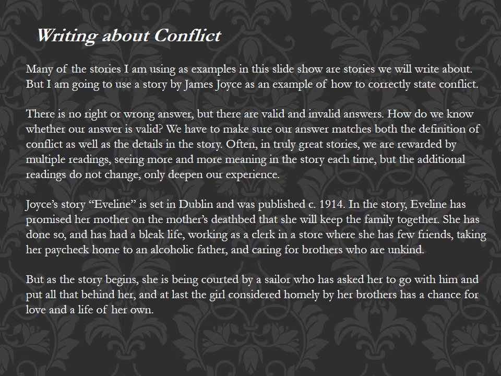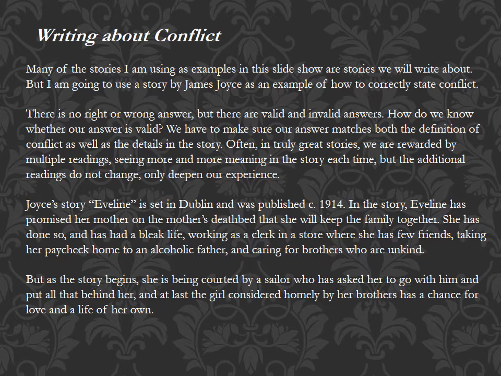Many of the stories I'm using as examples in this slideshow are stories we're going to write about. But I'm going to use a story by James Joyce as an example of how to correctly state conflict. There's not necessarily a right or wrong answer, but there are some that are valid and some that are not. Well, how do we know which is which? We have to make sure our answer matches both the definition of conflict I've given you as well as the details in the story. Often in truly great stories, we're rewarded by multiple readings, seeing more and more meaning in the story each time, but the additional readings do not change, only deepen our experience.